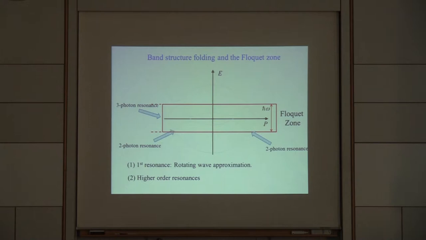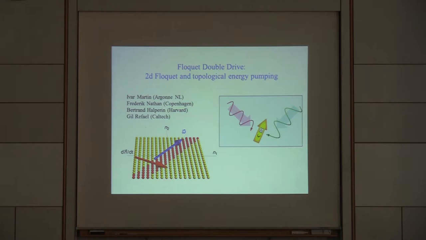All right, so after this haphazard introduction, let me use the time to talk about something that I've done recently with Ivar Martin and Bert Halperin. And we were joined by Frederik Nathan, who's a star student from Copenhagen, working with Mark Rudner. As if a single Floquet drive, a single modulation of the Hamiltonian isn't enough, we decided to see what happens when you have a system driven by two frequencies, to see when something interesting occurs.